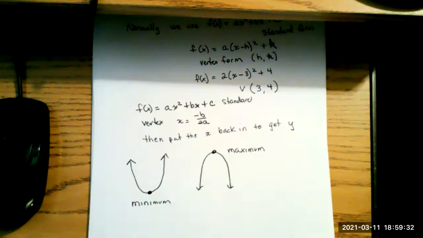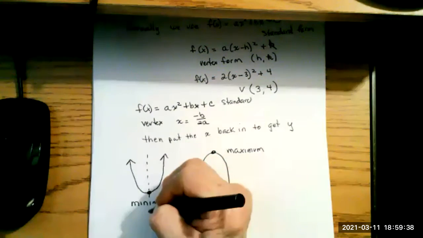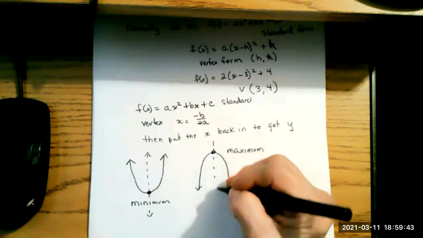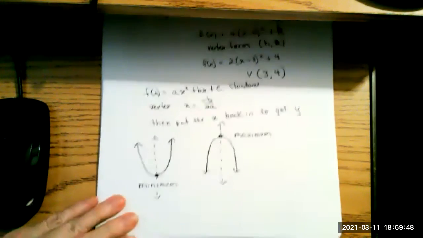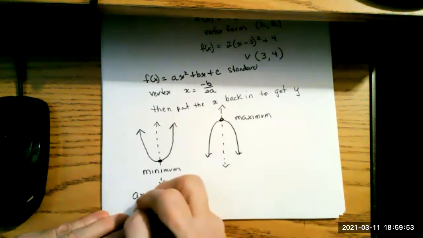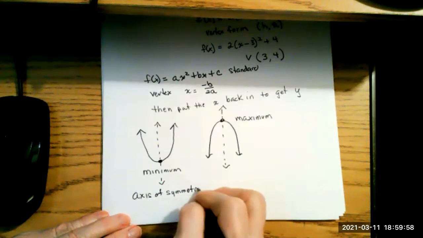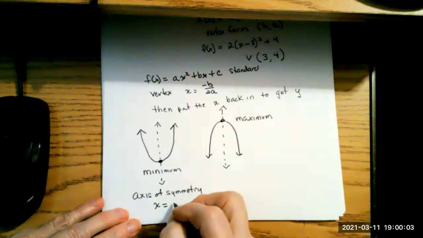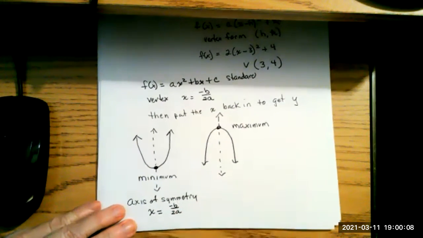Now, something you're going to need to know is that there is an axis of symmetry. Remember, we talked about symmetry, symmetric to the y-axis, symmetric to the x-axis, and symmetric to the origin. These are all going to have an axis of symmetry, and the axis of symmetry is x equals whatever that x value is in the vertex. So it's the negative b over 2a.